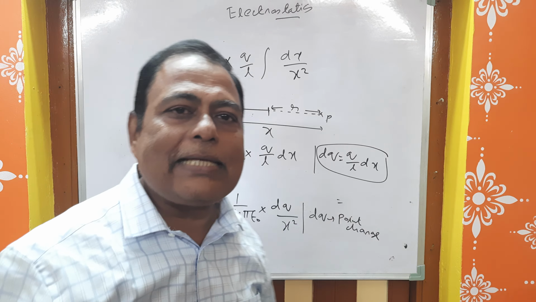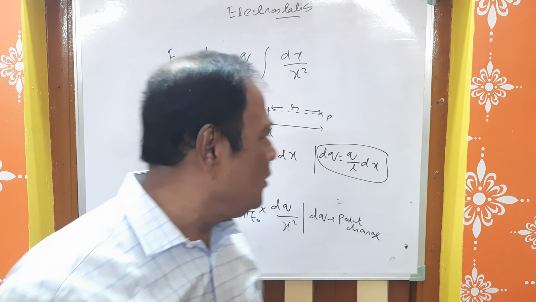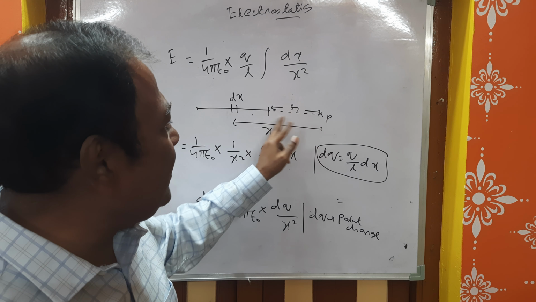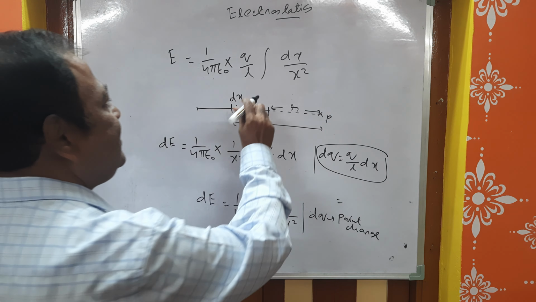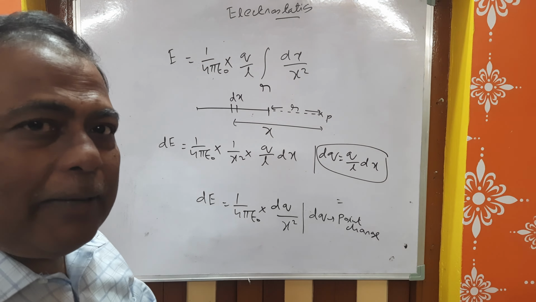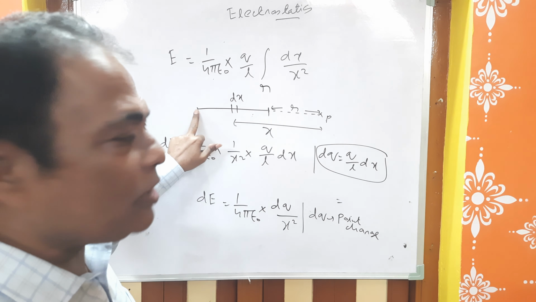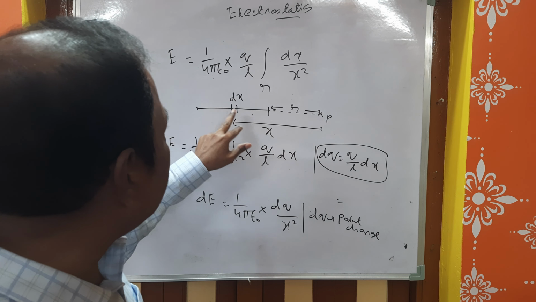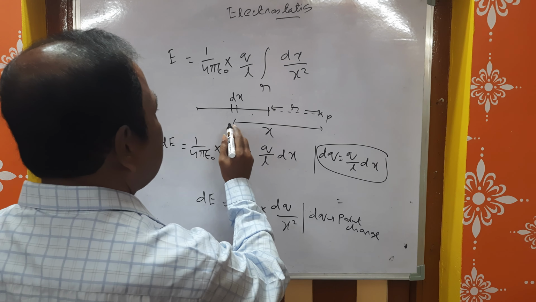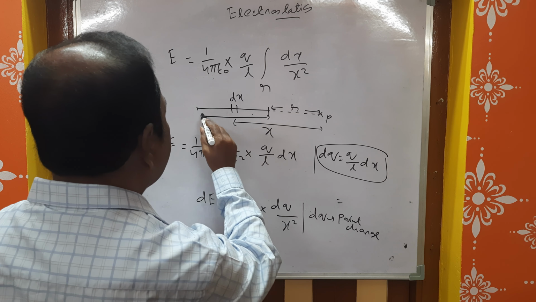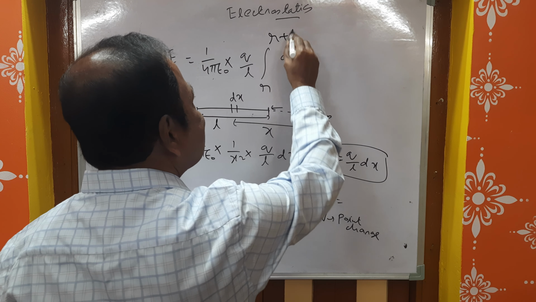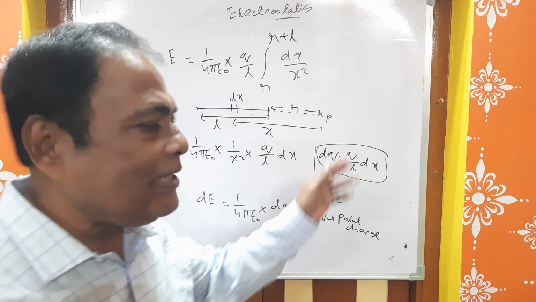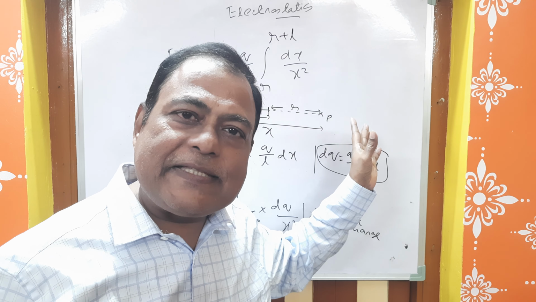Now the question arises, what is the limit of integration? Point P from here is at distance R, so the lower limit is R. The upper limit is R plus the length of the rod, L, because the charge is totally distributed over this length L. So the limits are R to R plus L. I think all students are clear up to this, no problem.